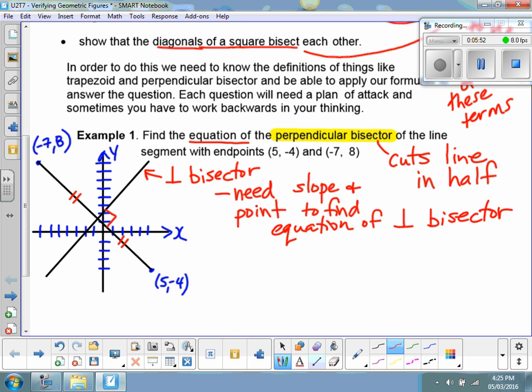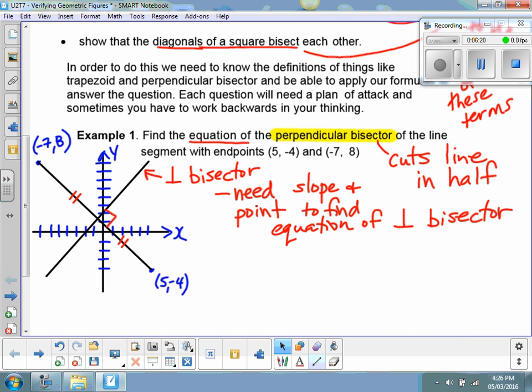Okay, so really I haven't done anything yet, but I've come up with a bit of a plan here. Anytime I'm trying to find the equation of a line, I at least need to know two points on the line, or a slope and a point on that line. So ultimately I need to find the slope of the perpendicular bisector and a point that is on that line.